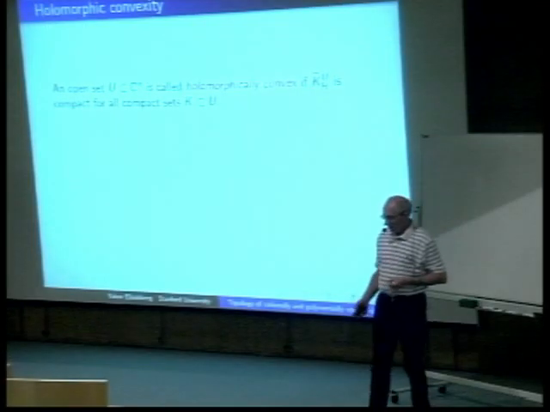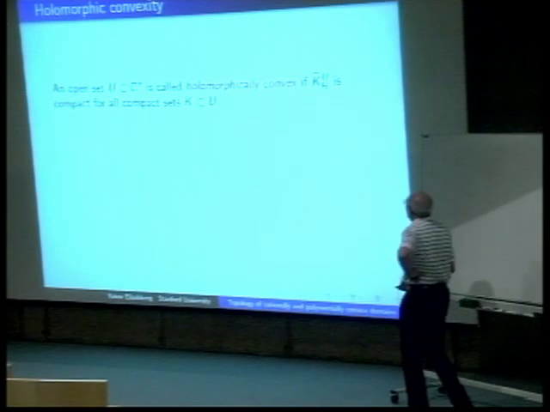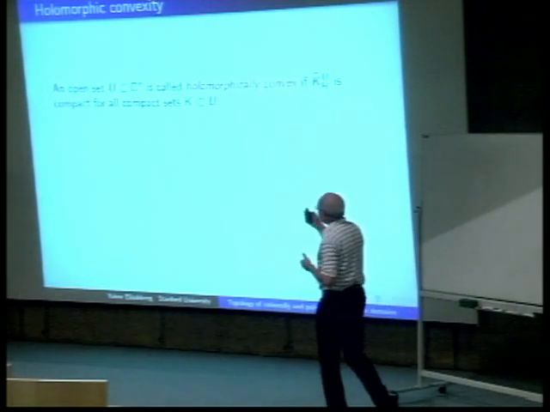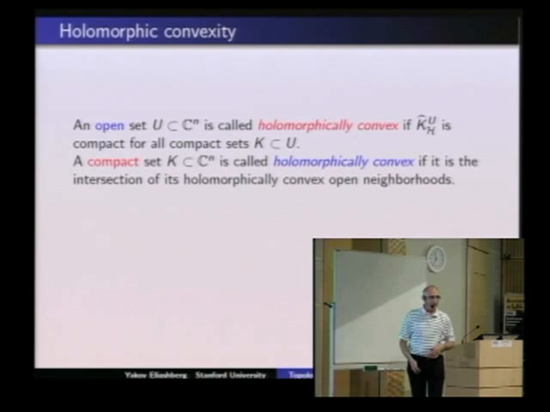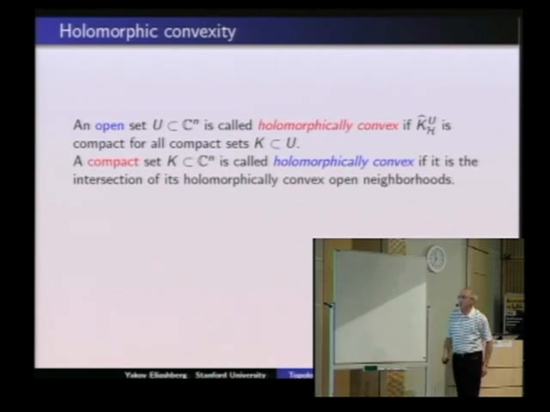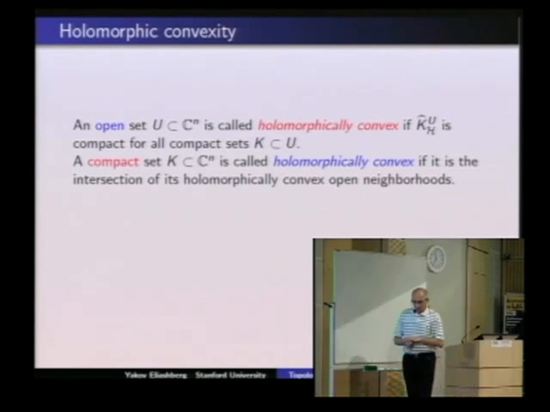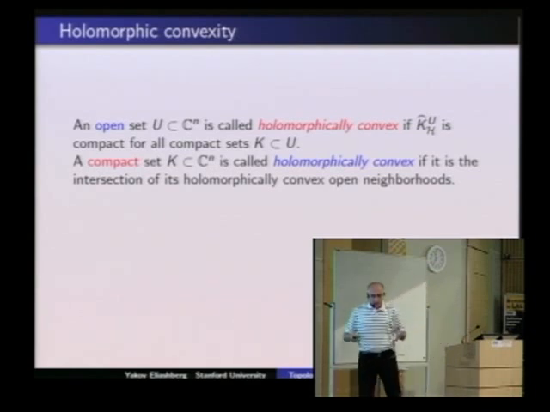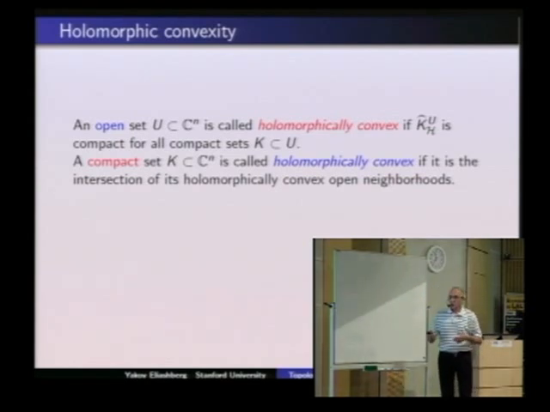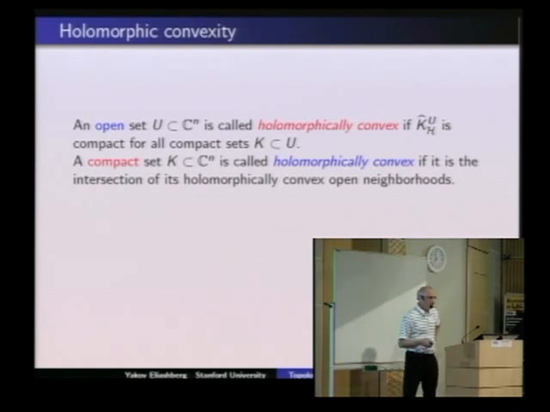Holomorphic convexity is slightly more subtle because, again, you have to say where the holomorphic function is defined. Usually you first define holomorphic convexity for an open set: it's holomorphically convex if the hull of every compact set is compact in it. A compact set is holomorphically convex if it's an intersection of its holomorphically convex neighborhoods. This is a very classical notion, which really is a part of several complex variables, because in dimension one it is completely trivial: everything is holomorphically or rationally convex, and polynomial convexity is actually equivalent to simple connectedness of the domain.